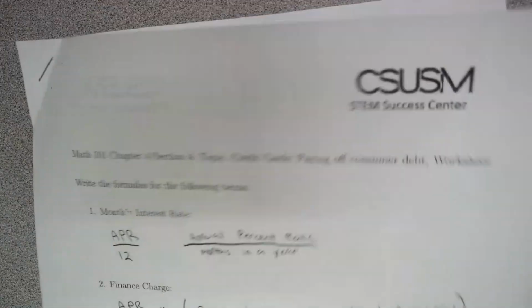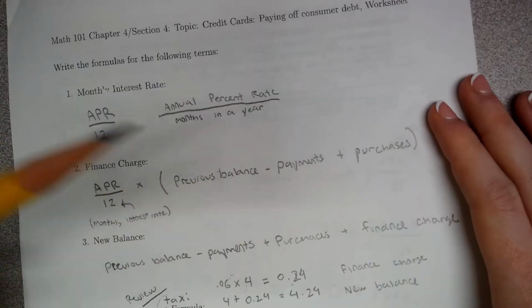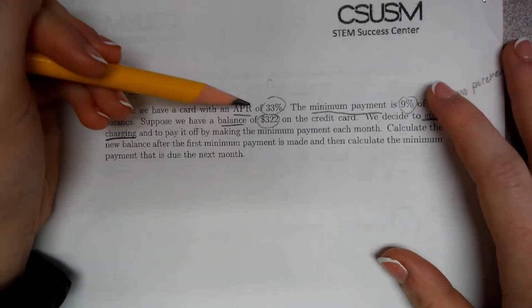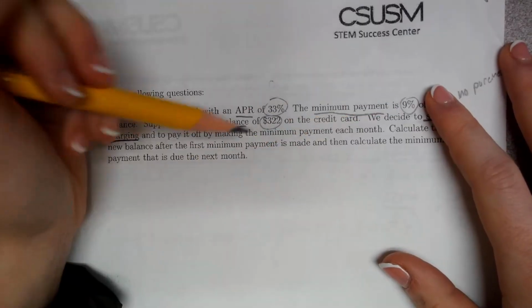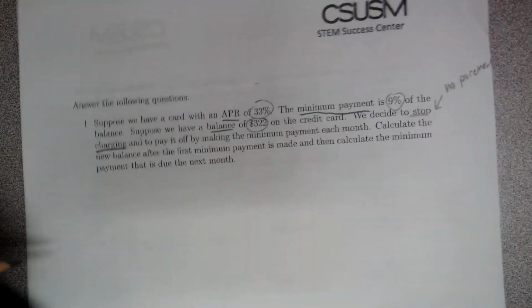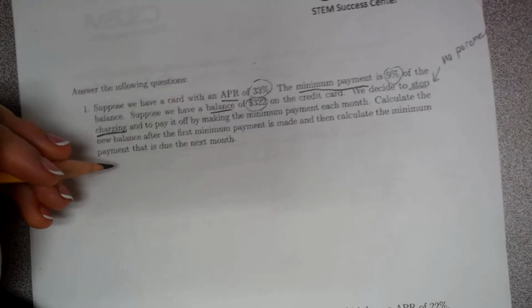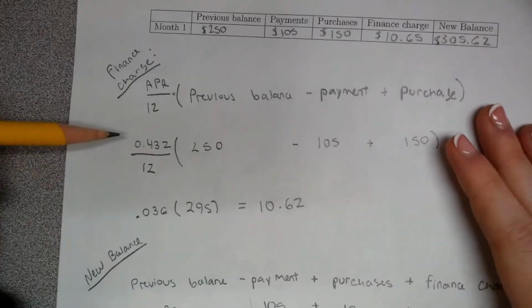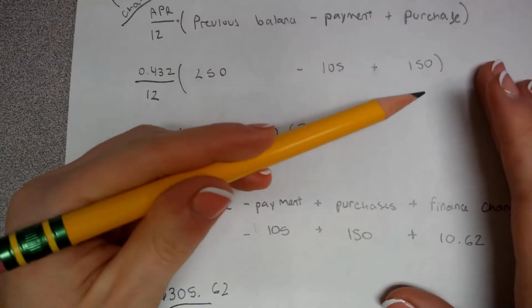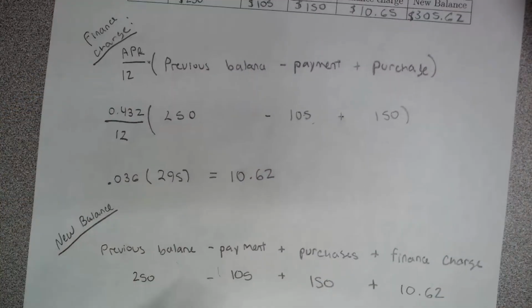Right? So as we were doing this formula, previous balance minus payments plus purchases, you're going to be doing that, except the purchase is going to be 0, and the payment is going to be the minimum payment, which you have to find on your own by multiplying the balance by the percent, 0.09, to find out what 9% of 322 is, okay? So you need to find a new balance. In order to find that, you have to first find the finance charge and then find a new balance. You're going to be doing the same thing that you just did, except there is no purchase, and the payment you have to find first, okay?